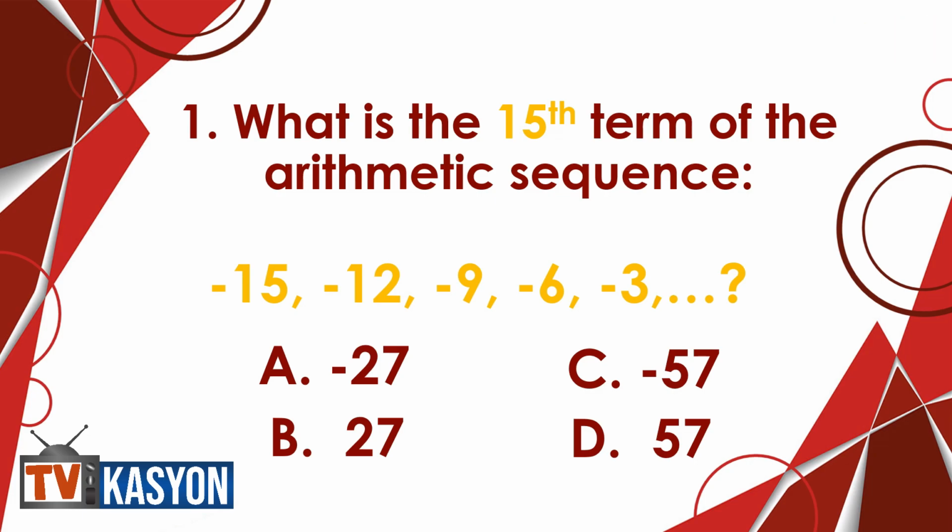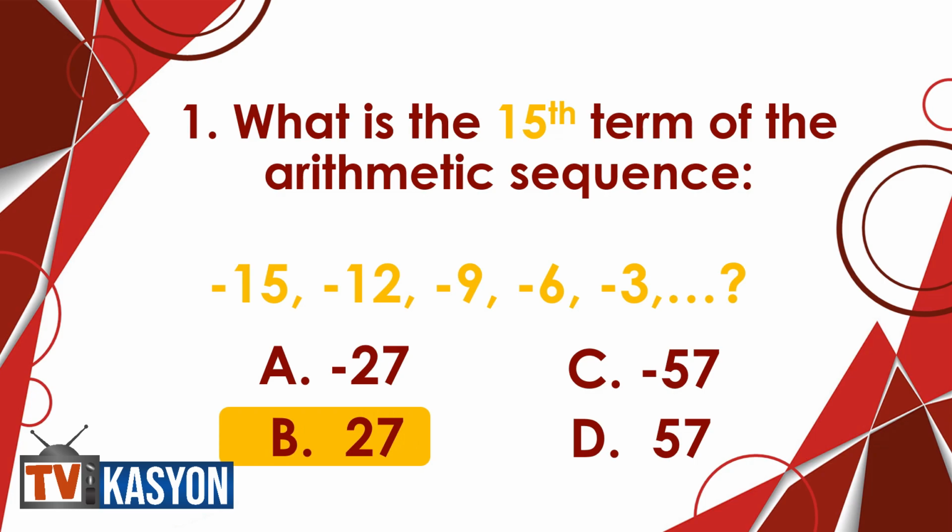Time is up. The answer is letter B, 27. Remember that to answer this, you have to identify the values of a sub 1, n, and d, then substitute such values to a sub n equals a sub 1 plus the quantity of n minus 1 times d. And when you do the math, you'll get 27.